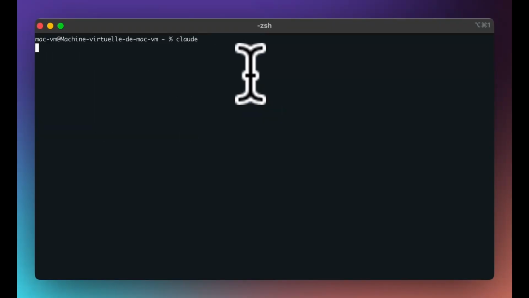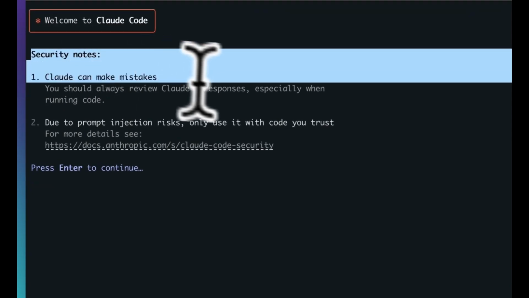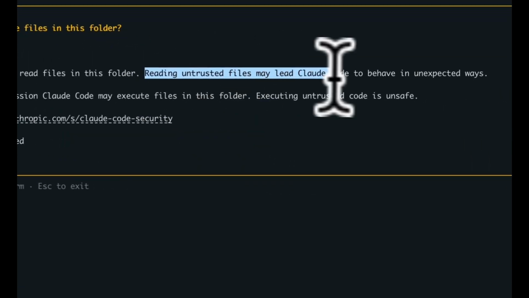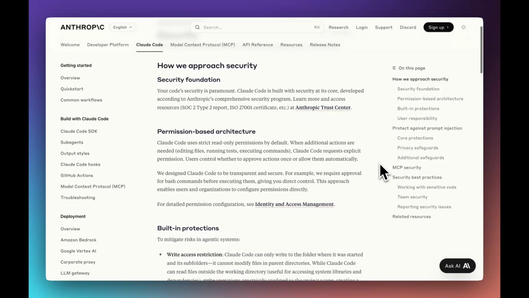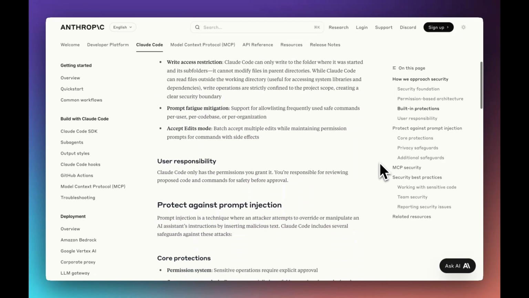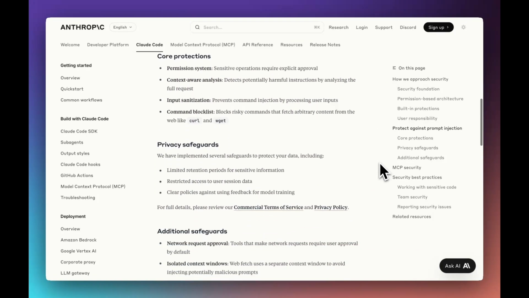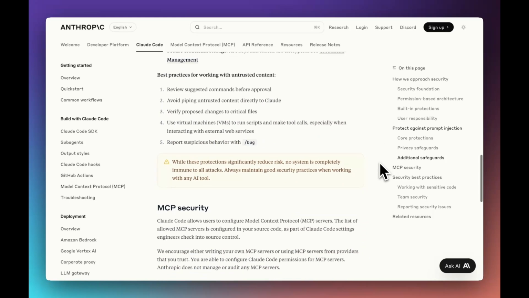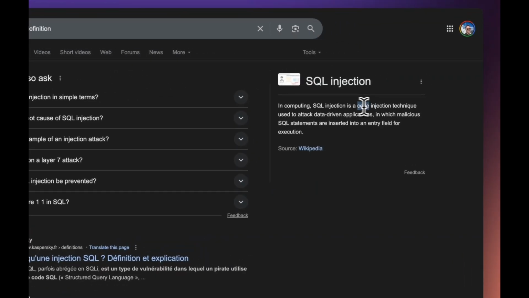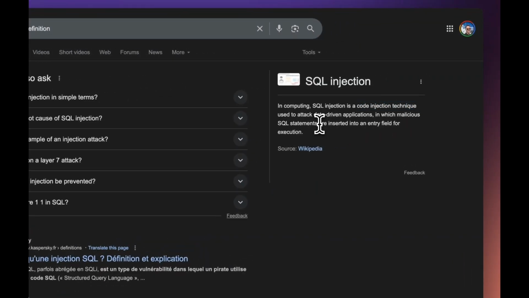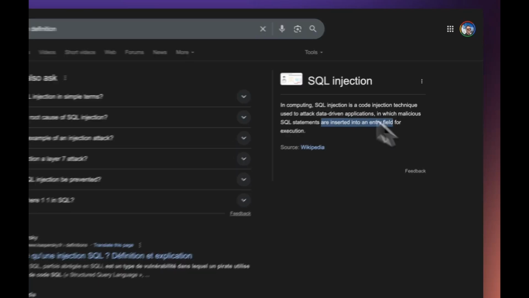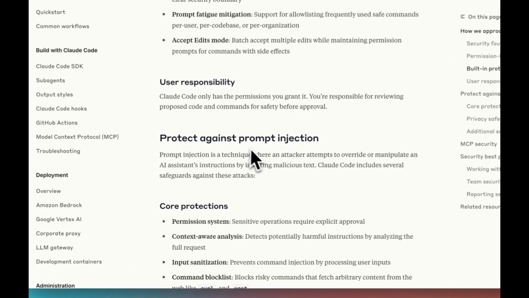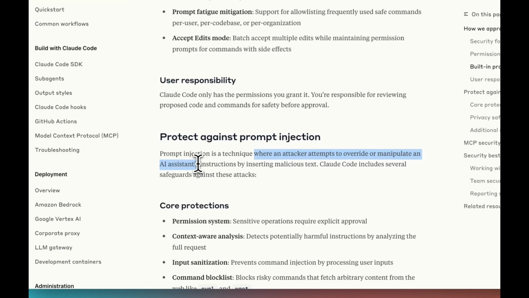Well, once Claude Code was installed, I noticed that the onboarding on this tool is pretty security focused. Increasingly agentic systems means increasingly more risk of malicious prompts. We have a lot of info on protection against prompt injection. Prompt injection reminds me a bit of SQL injections we could have a few years ago on a poorly coded site. It's a bit the same. It's an attacker who tries to manipulate the agent to send malicious instructions.